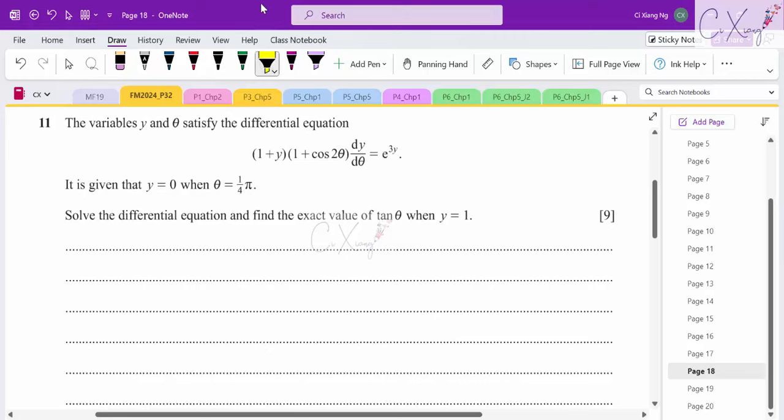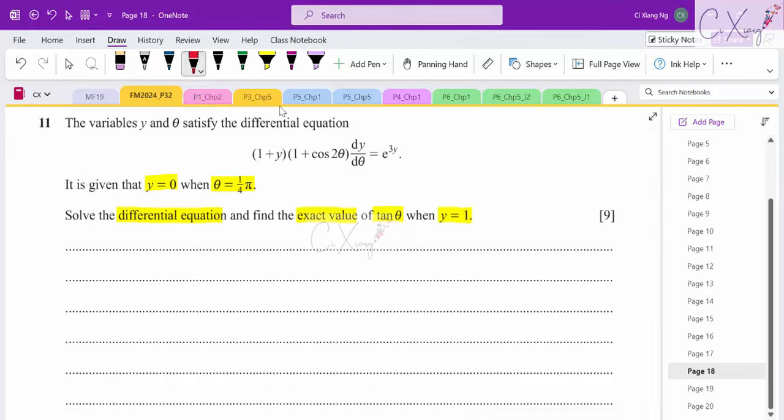Okay, so we are at the very last question for this paper, question 11. They are giving us the variable y and also theta in this differential equation. Then they also give us the initial value, or initial boundary value, for this particular differential equation. They want us to solve it and find the exact value of tan theta when y equals 1. Okay, so let's start with the first part first. They want us to solve the differential equation.